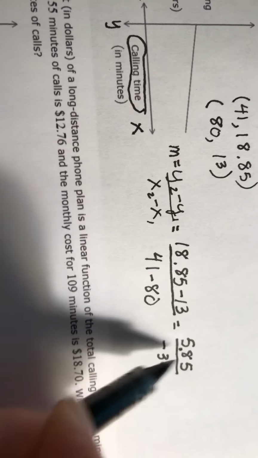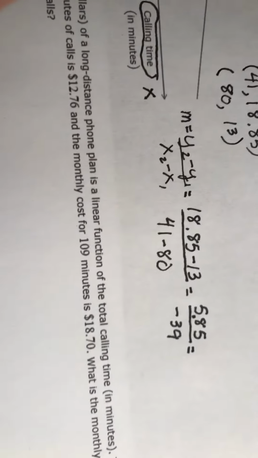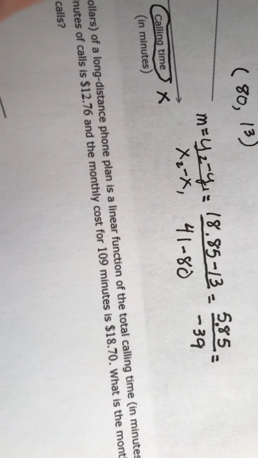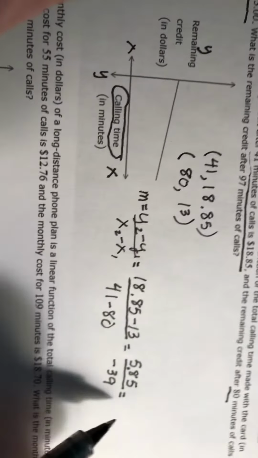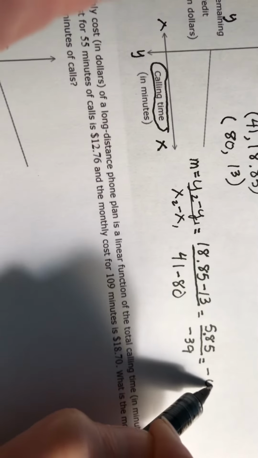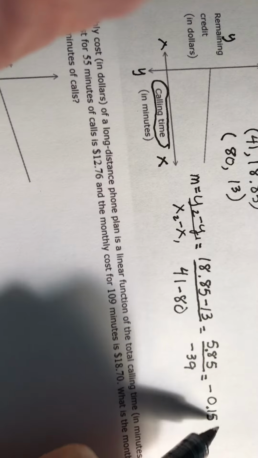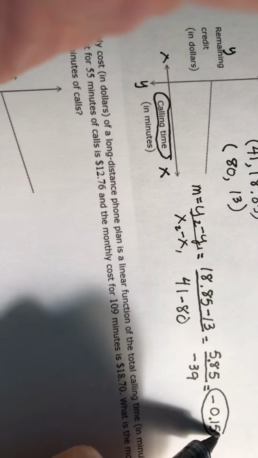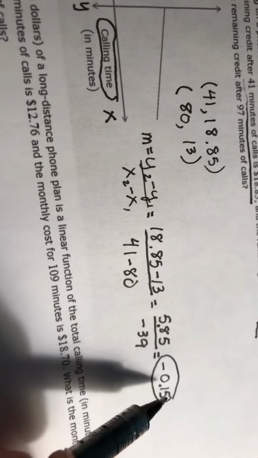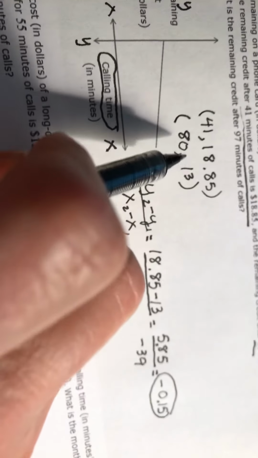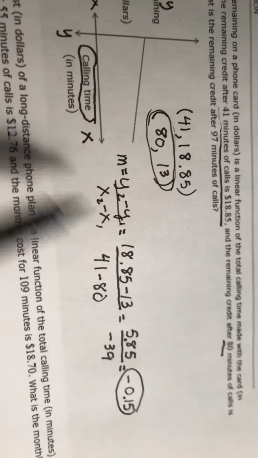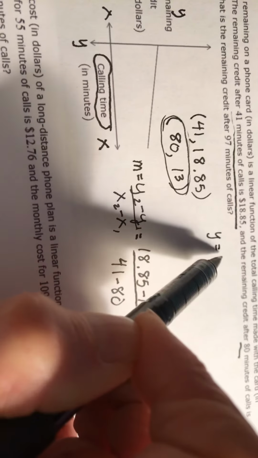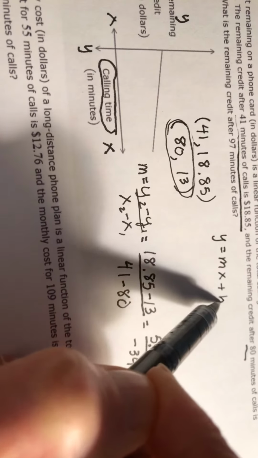Now this is a horrible number. Let's pop it in the calculator. 5.85 divided by negative 39 is going to give me negative 0.15. All right, so that's my slope. The next step in finding the equation is to choose either one of these points. Well, let's choose the easier one. Let's choose this one. We're going to use y equals mx plus b.